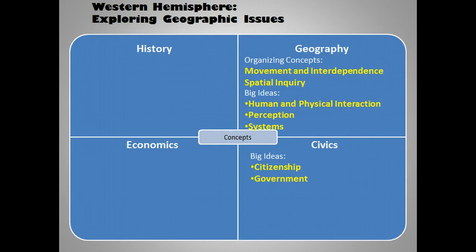The 6th grade unit, Western Hemisphere, Exploring Geographic Issues, elevates concepts connected to geography and civics. Geography concepts include movement and interdependence, spatial inquiry, human and physical interaction, perception, and systems. In civics, we see the concepts of citizenship and government highlighted.